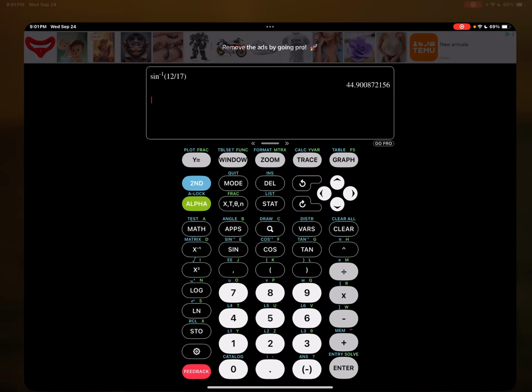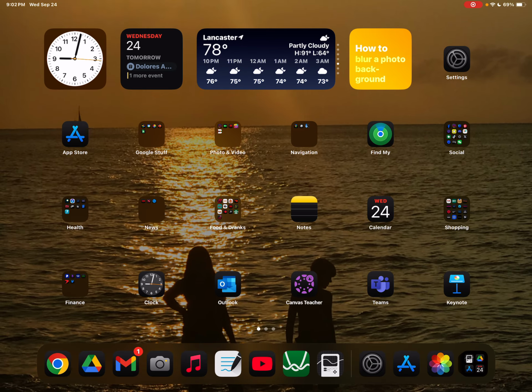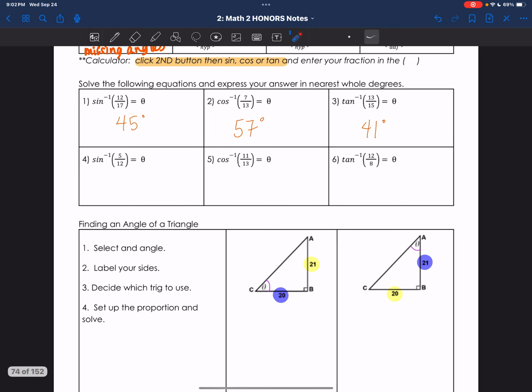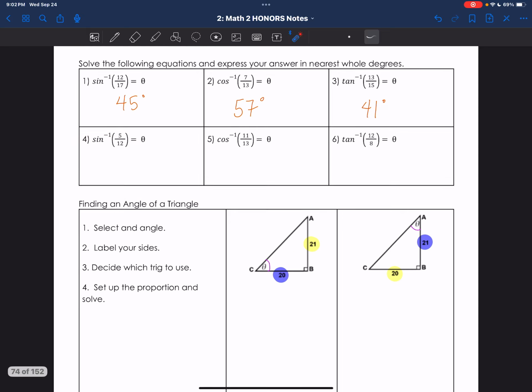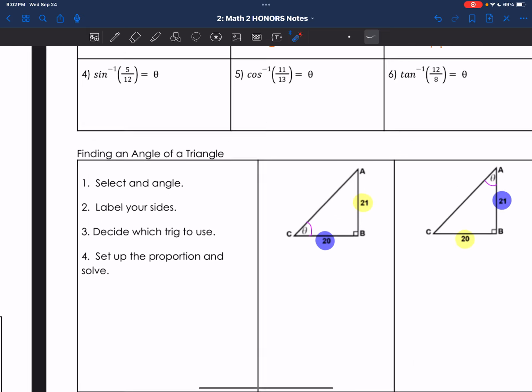So let's go check it real quick. I'm going to have second cosine, and then you're going to go 7 divided by 13. All right, looks good. And then the last one was inverse tangent, and then you're going 13 divided by 15. Press enter, and there you go. So you should have those answers for those, and I want you to go ahead and try those.